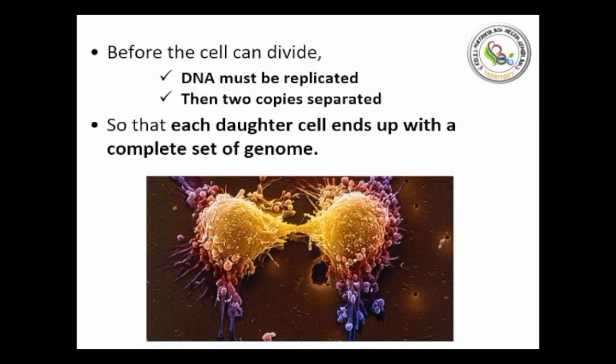Before the cell can divide, the DNA, which is the genetic material, must be replicated. Then, the two copies of the DNA will separate, so that each daughter cell ends up with a complete set of genome.